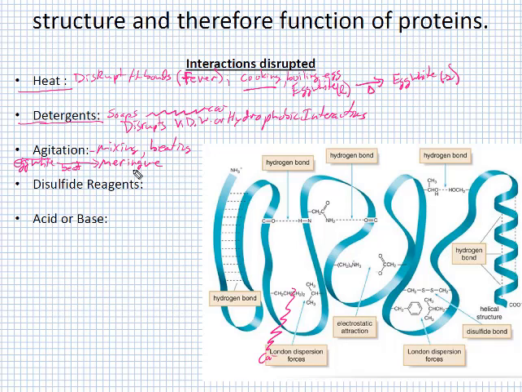Is that how you spell meringue? Or is that merengue? I don't know. But you take egg whites and you beat it up, and the proteins get denatured, and you form a meringue.